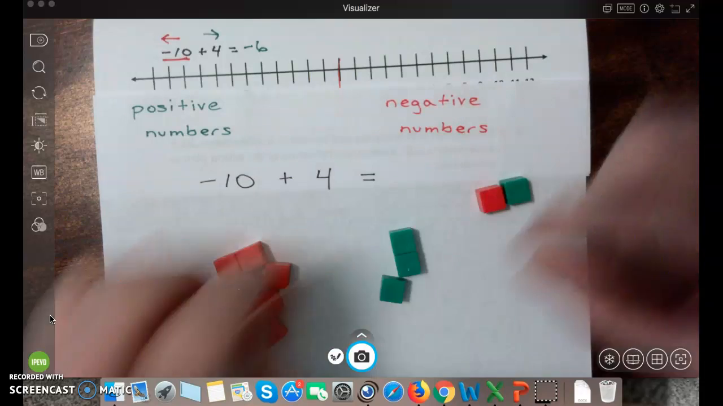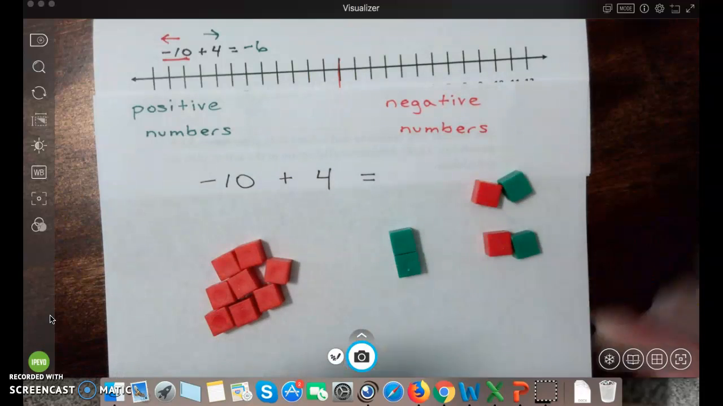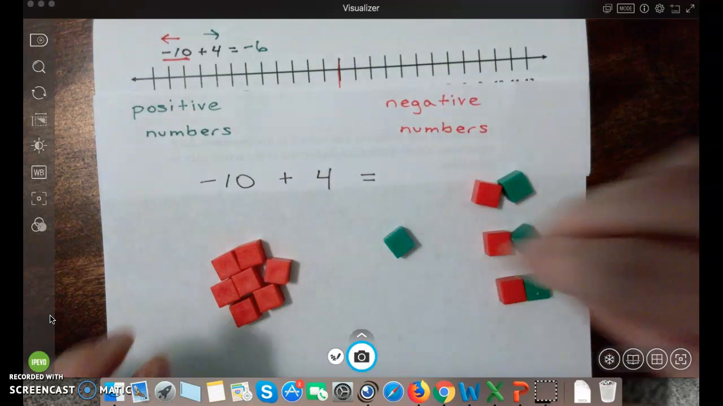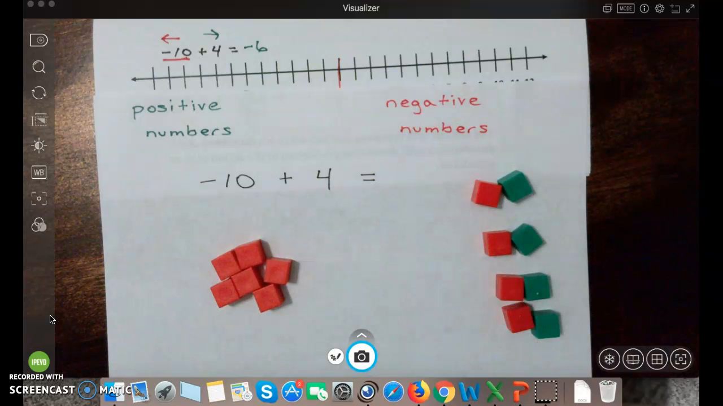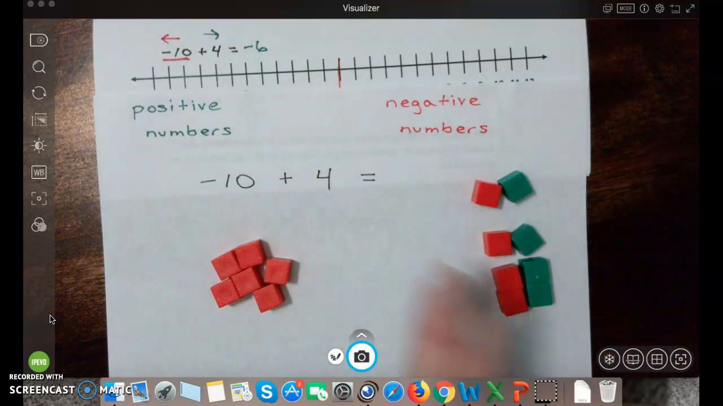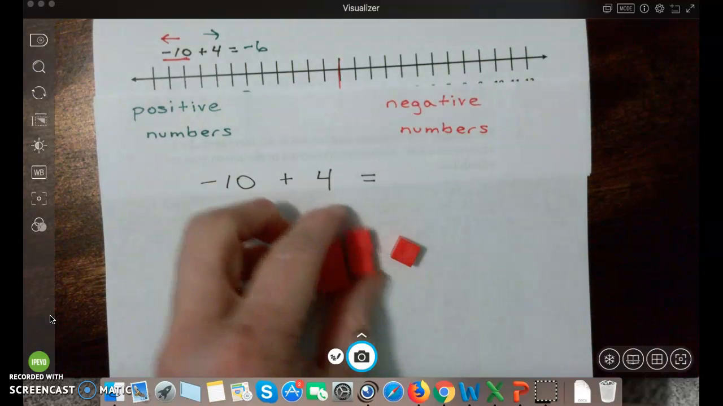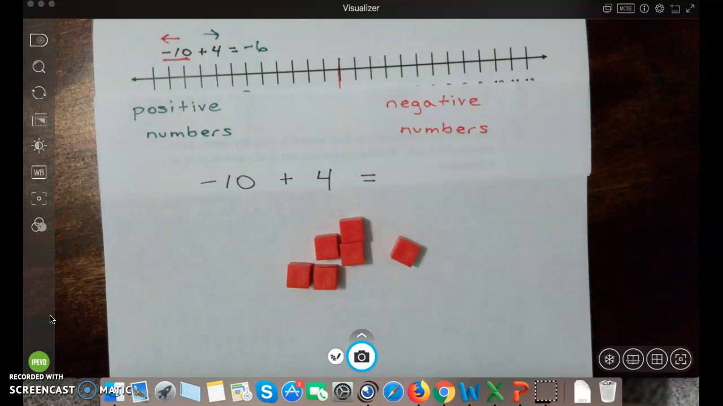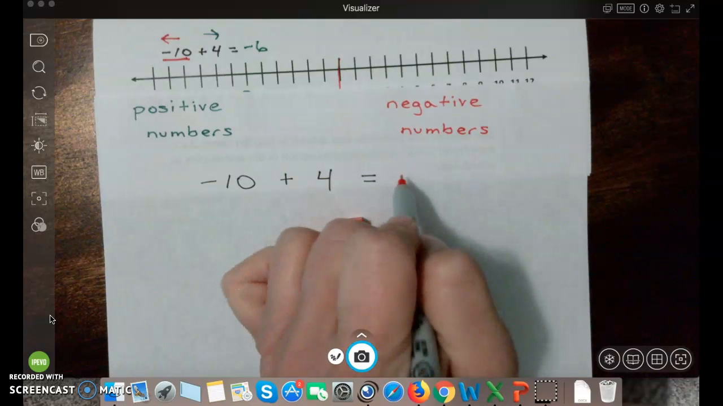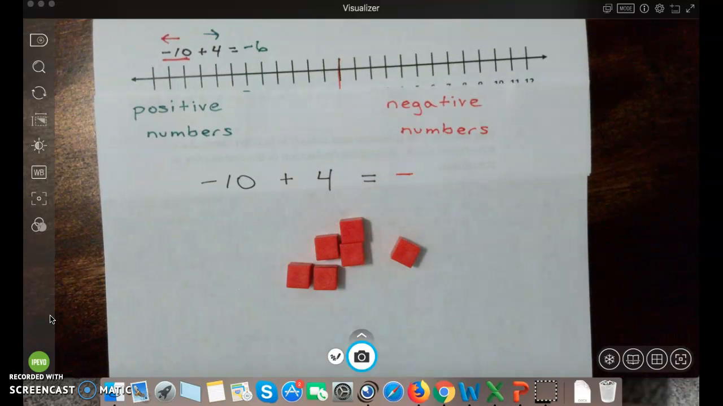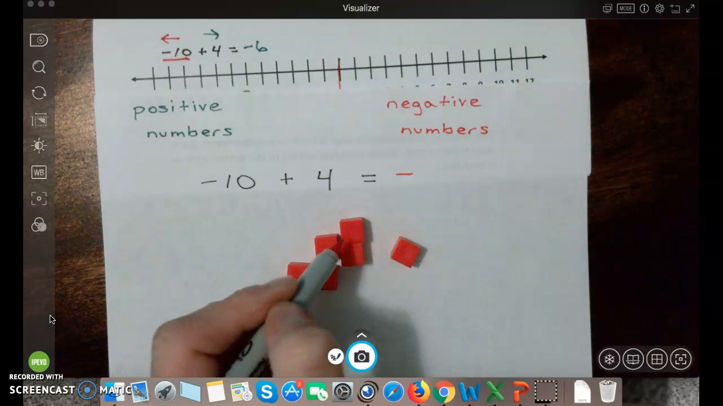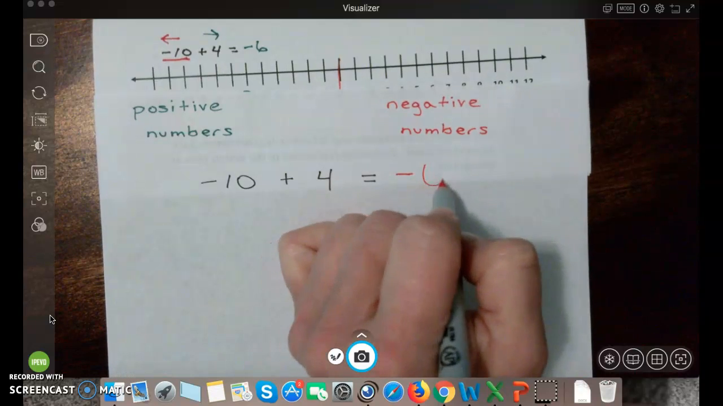So I'm going to pull 1 red and 1 green, a second red and green, a third red and green, a fourth red and green, and these are my zero pairs. So these are going to cancel out and they're gone. And what I have left is going to be my final answer. I have red left, so that means my answer is negative. And if I count them, 1, 2, 3, 4, 5, 6, my answer is going to be -6.